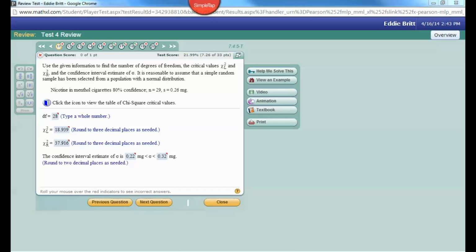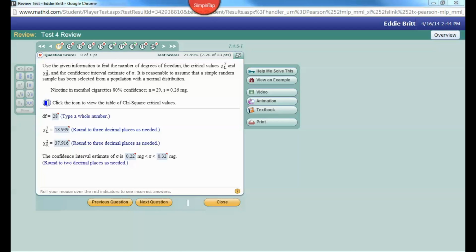Now, just like with the t distribution, we have degrees of freedom, and the degrees of freedom are n minus 1. So if n is 29, your degrees of freedom is going to be 28. You just subtract 1 from n. Okay. Now, finding these critical values is a little tricky.